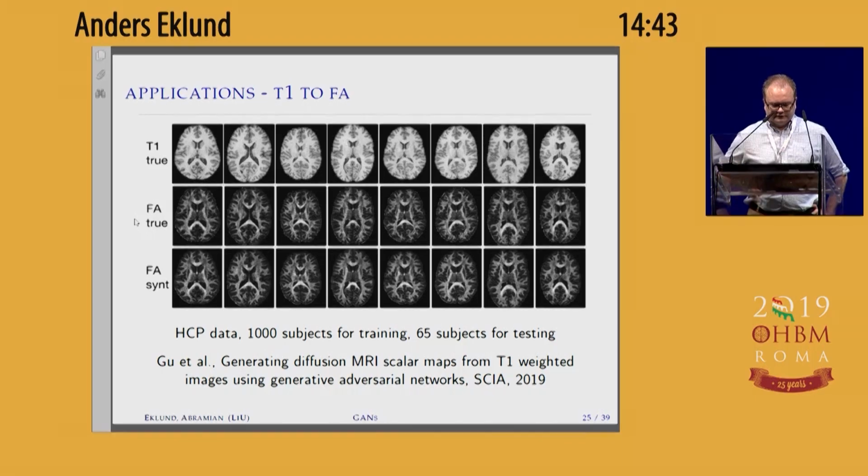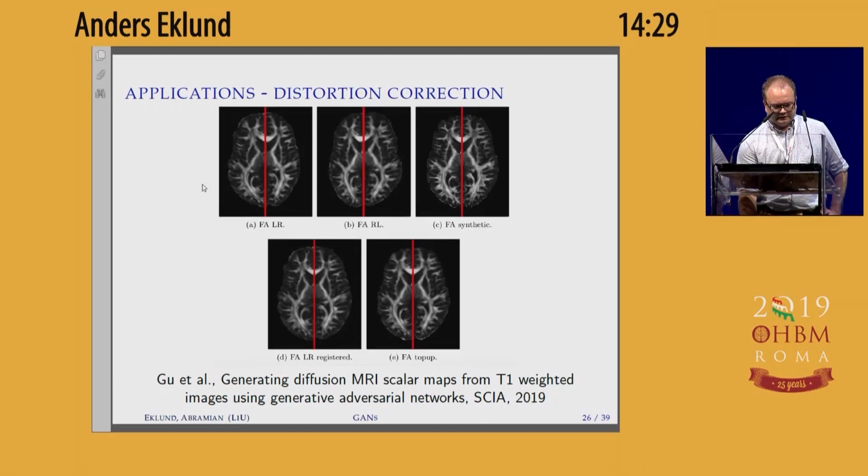So we sent these results to a conference, and then the reviewers said, okay, you have some nice results, but what is the real application here? So then we showed that we can actually use this for distortion correction. In the Human Connectome project data, you have diffusion data with two phase encoding directions, left-right and right-left, and they both have pretty strong distortions. So for example, with top-up in FSL, you can correct for this distortion.